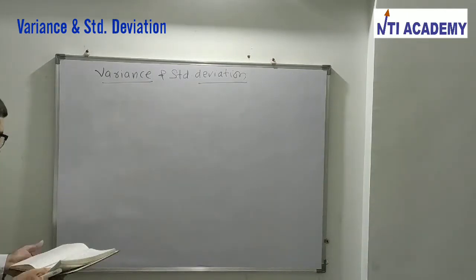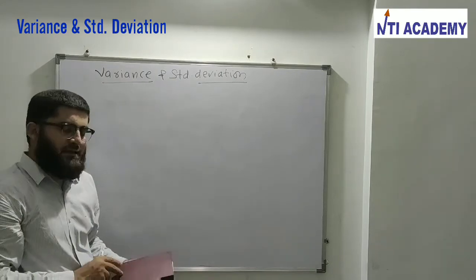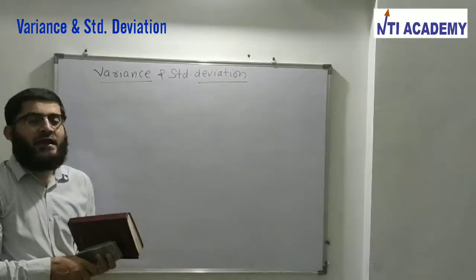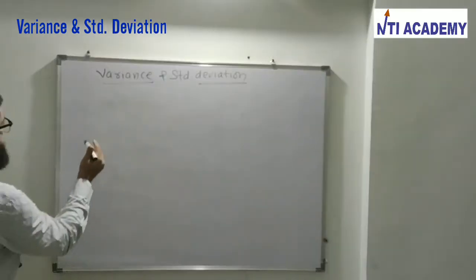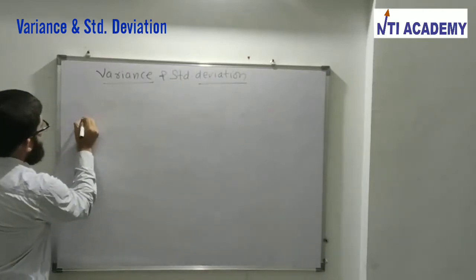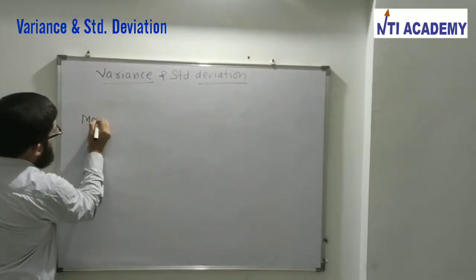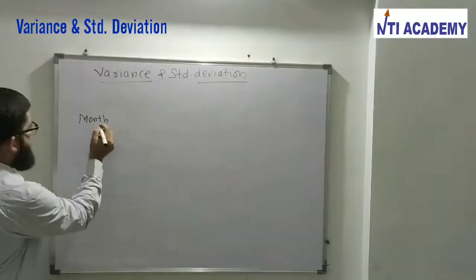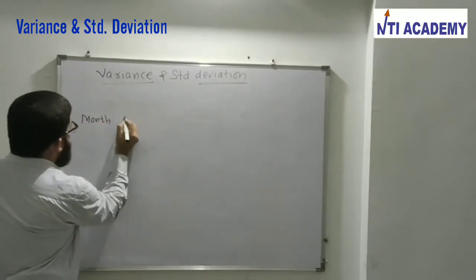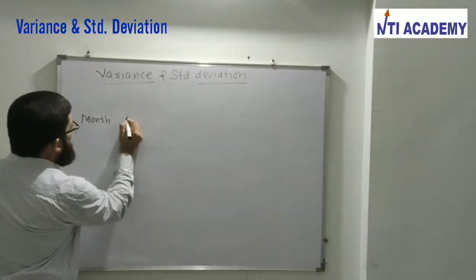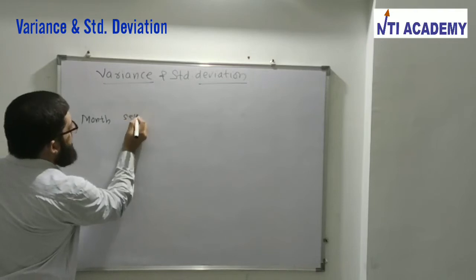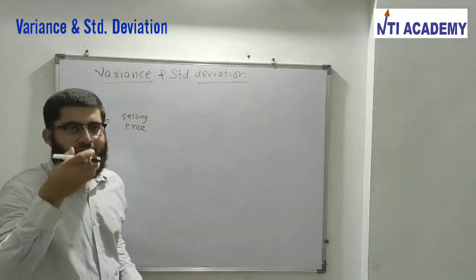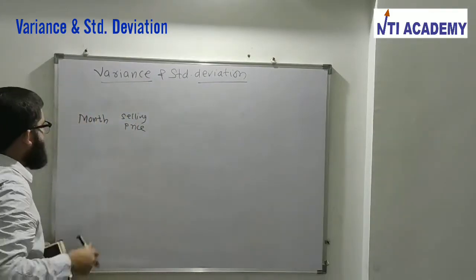The first problem: we have been given data about the selling price of apples in different months in Mumbai. Let's say one column is about the month, and this is the individual data set. Remember that. And this is the selling price of apple. We have to find the variance and the standard deviation with the data.